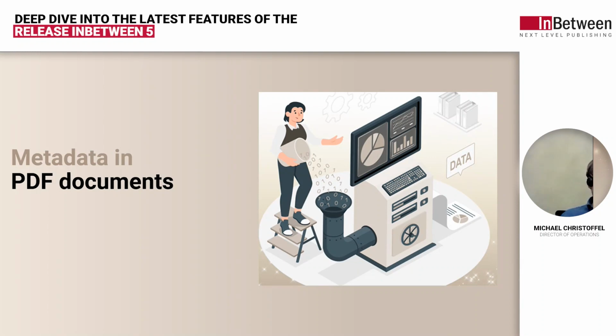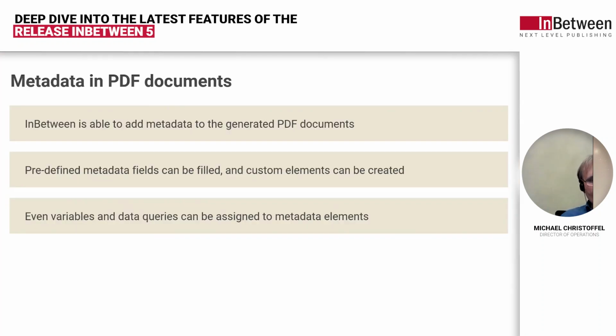Next thing was metadata in PDF documents. Before, we were able to add standard metadata: the document name, the author, and description. However, now it's even possible to use predefined metadata fields, which can be stored within the PDF document. And this can be more information for the users of this PDF document, maybe the copyright, or information about the data availability, and we can simply fill it from InBetween.